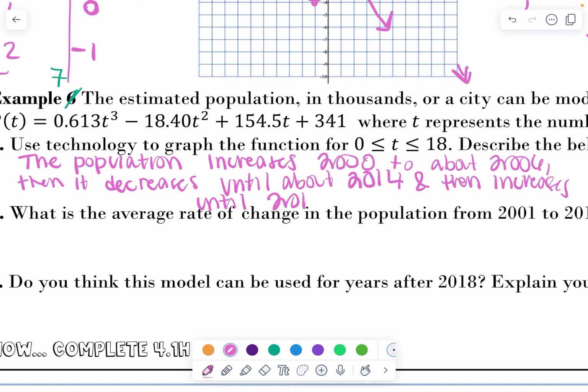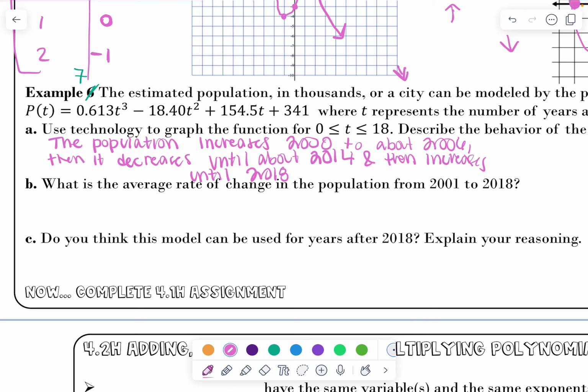And again, that's just from looking at my graph. You can use Desmos or your graphing calculator, whichever you feel necessary. Okay, then it asks for letter B, what is the average rate of change in the population from 2001 to 2018?